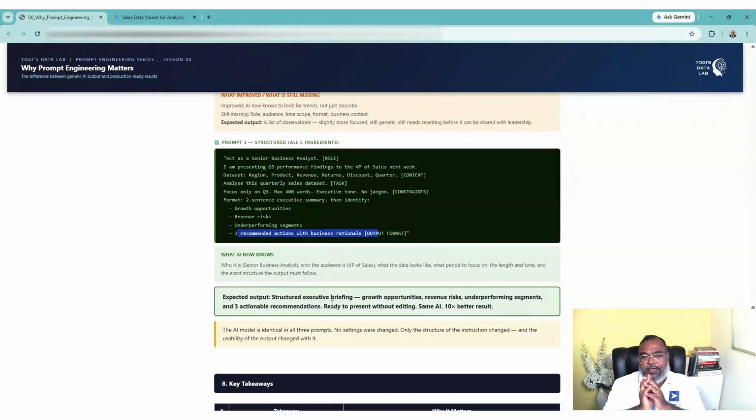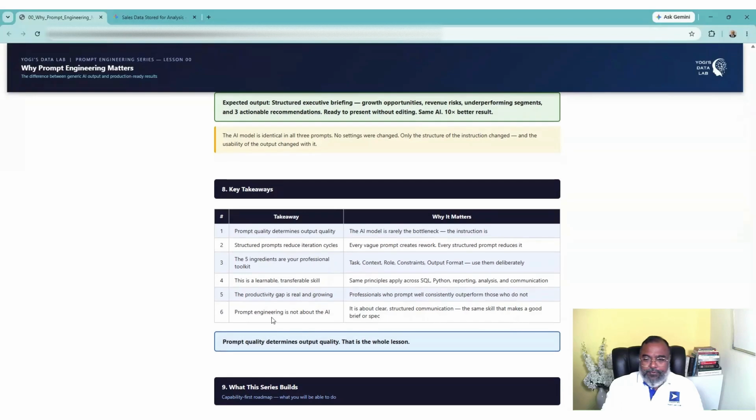So what you're doing is, again, just to reiterate, the role, the audience, the data, the constraints, the output, and the task. These are a couple of things which you combine together to make a much better and a structured prompt. So this is what we have over here, that prompt quality determines the output quality. We just saw that. Structured prompts reduce iteration cycles. Yes, you don't need to keep on iterating to get a result. The five ingredients of your professional toolkit are task, context, role, constraints, and the output format.